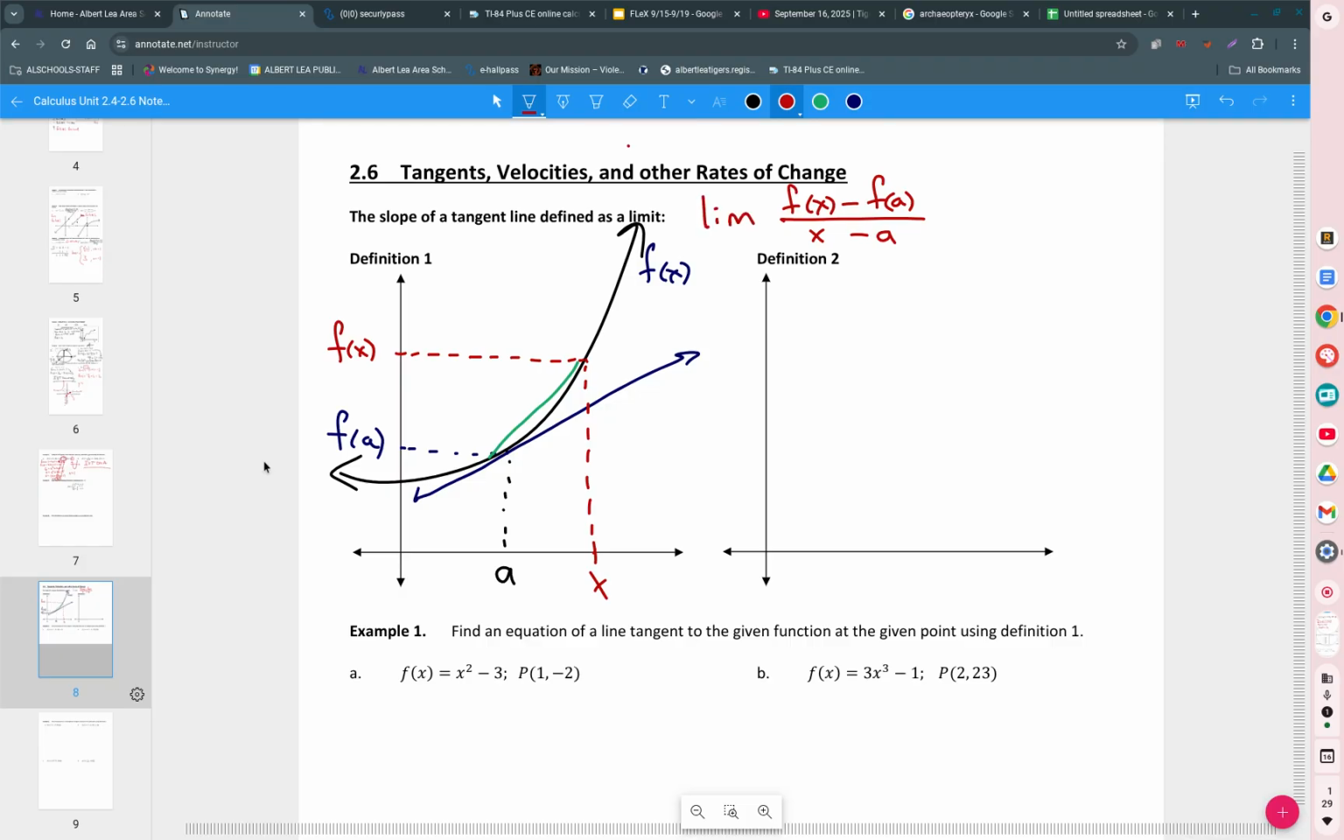We slap on a limit. That's how we bring something closer to something else. We say limit as x approaches A. And that is definition number 1 for slope of a tangent line, for a derivative actually, that piece right there.